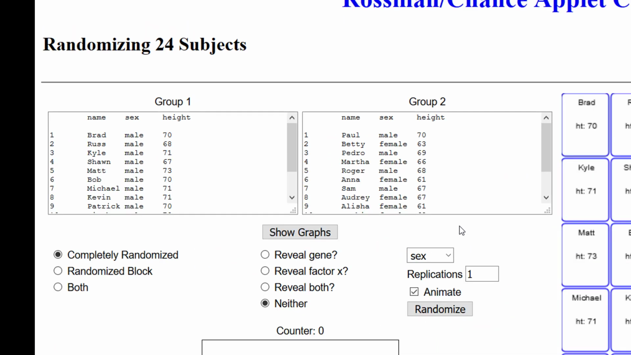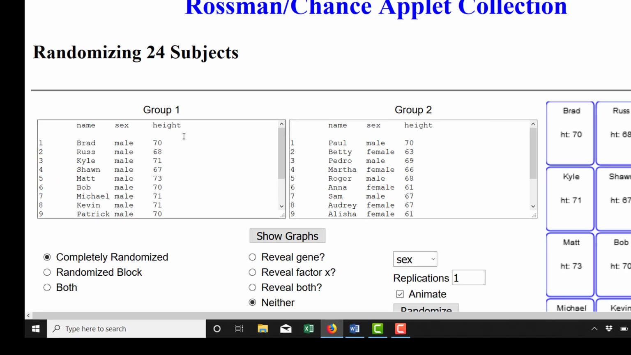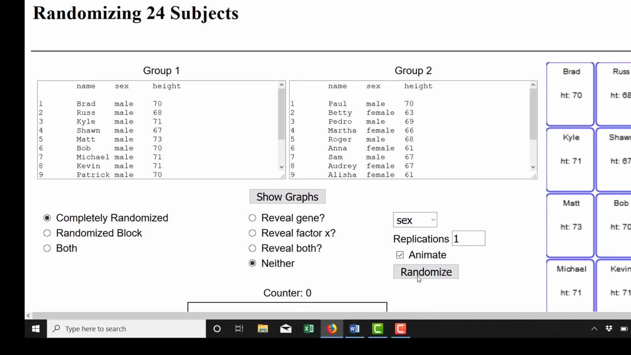What we find here in the randomizing subjects is they have already taken the 24 names, the 24 subjects. Remember, there were 16 males, 8 females. They've already made a group 1 and a group 2. And we have a randomize option here, and it's already selected that we're considering gender, sex.